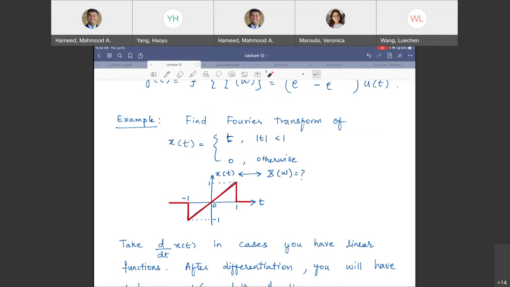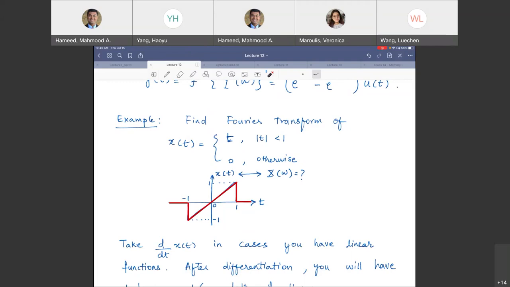The bigger problem is, if you started to simplify things, this is a real and odd signal, right? Suppose you had a real and even signal, your Fourier transform would also need to be real and even, right? So at that point, if you work with the Fourier transform formula, with the integration, it might not be straightforward. So it's better for you to use the time derivative property.